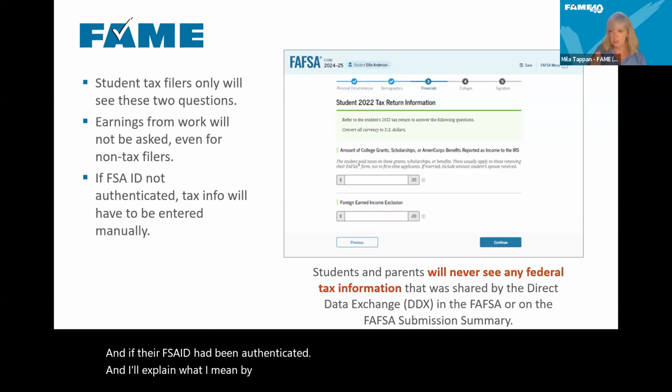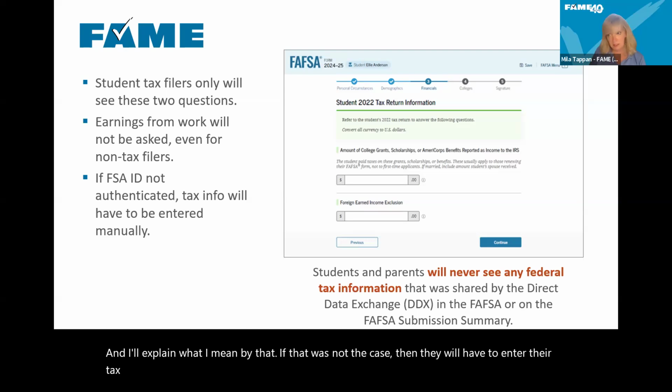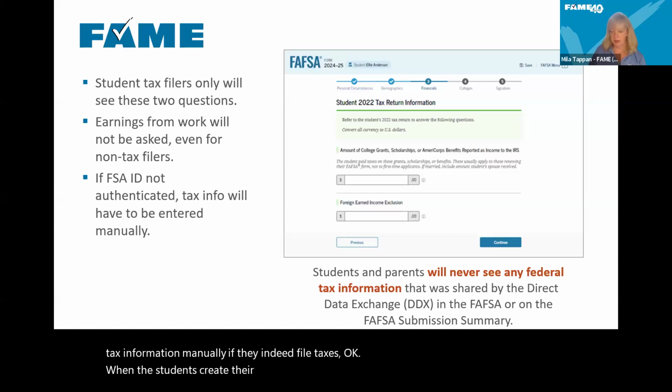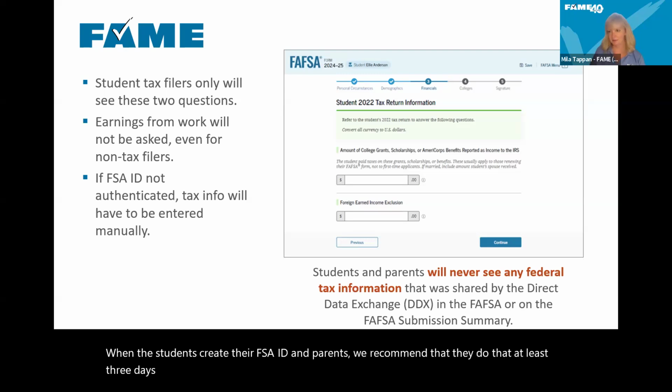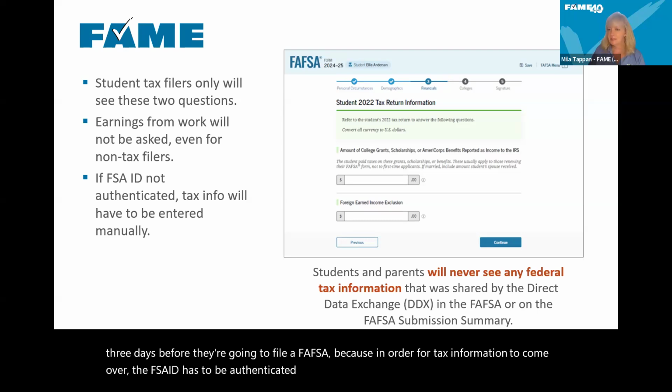If that was not the case, then they will have to enter their tax information manually if they indeed file taxes. When the students create their FSA ID, and parents, we recommend that they do that at least 3 days before they're going to file a FAFSA, because in order for tax information to come over, the FSA ID has to be authenticated or verified. That's that 1 to 3 day match that happens with the Social Security Administration.